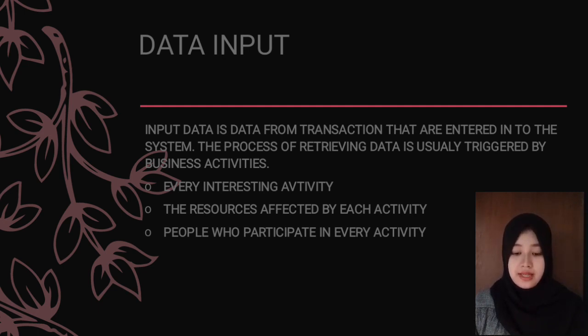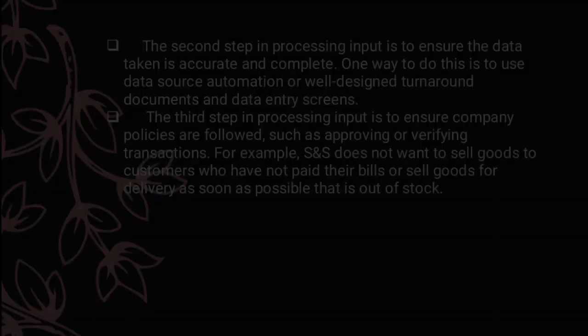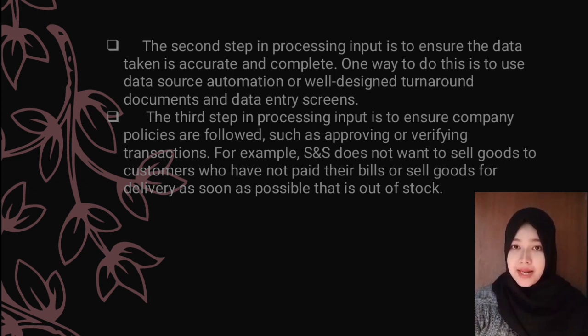The process of retrieving data is usually triggered by business activities. First, every activity of interest. Second, the resources affected by each activity. Third, the people who participate in every activity. The second step in processing data input is to ensure the data taken is accurate and complete. One way to do this is to use data source automation or well-designed turnaround documents and data entry screens.